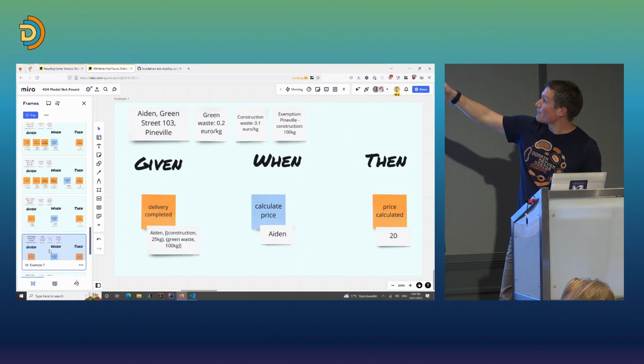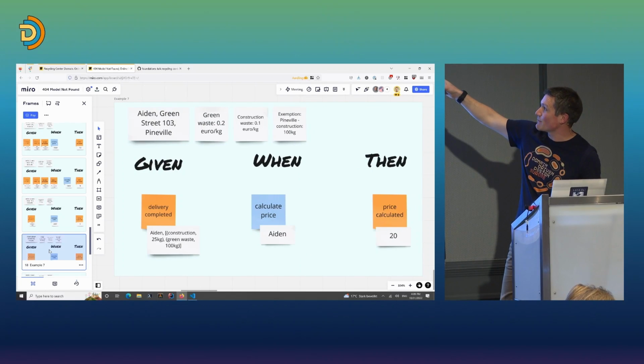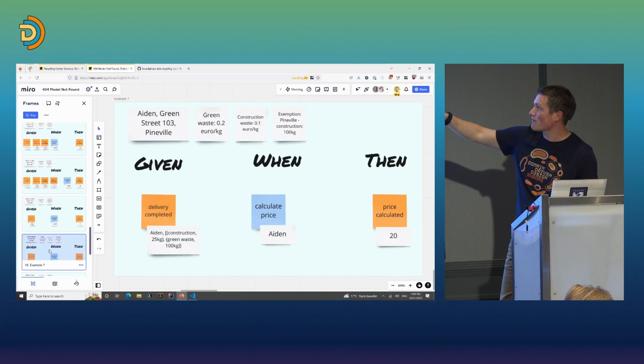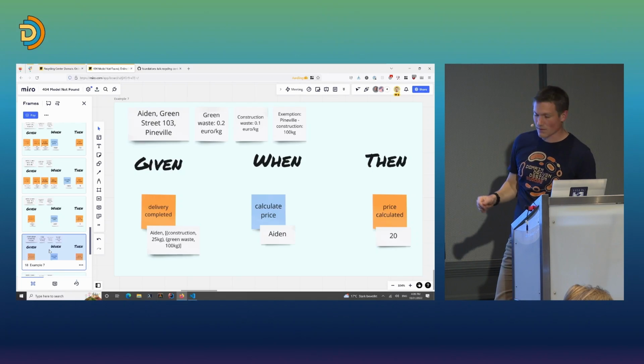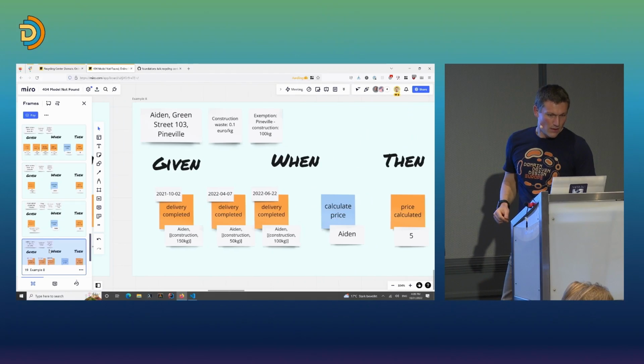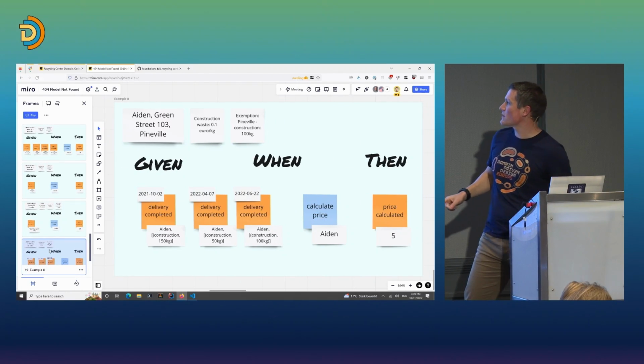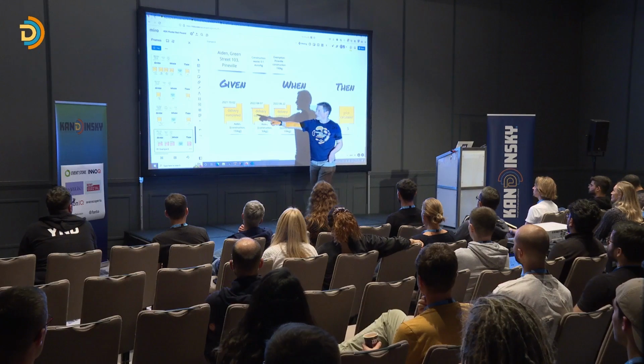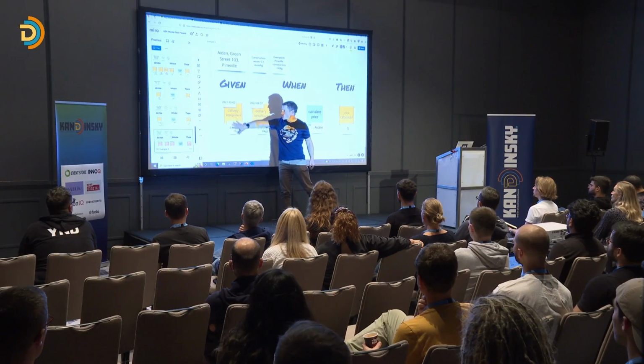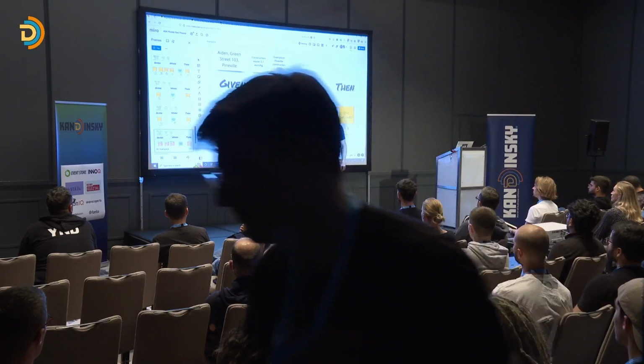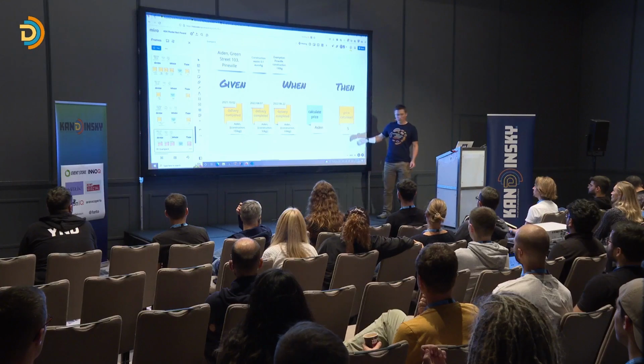We can also have multiple types. We only have the exemption on construction waste. We don't have it on green waste. And then here we can see an example where we go back a year. This doesn't count for our exemption, only this counts. So we need to pay 5.